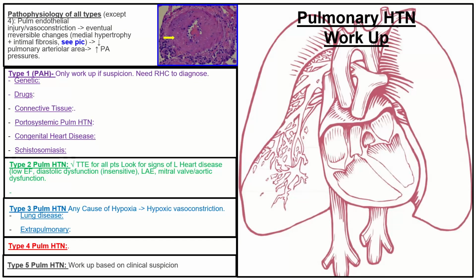Okay, so how do we work up pulmonary hypertension? All right, so like I said earlier, type 2 and type 3 is 90%, right? So usually you can diagnose these type 2 and type 3. This gets a little bit more nuanced. You probably really won't get a question on this. But usually you can diagnose these with echocardiogram.